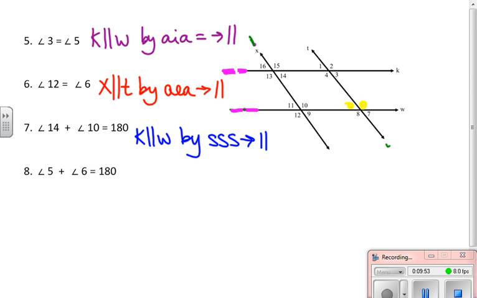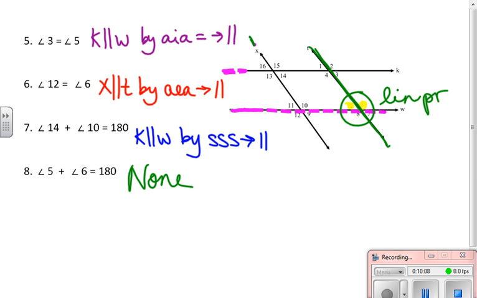And our last example of this set is looking at 5 and 6. And when I draw the lines that make 5 and 6, I clearly see it only takes 2 lines to form those angles. These are a linear pair, and we know that linear pairs do not prove lines parallel.